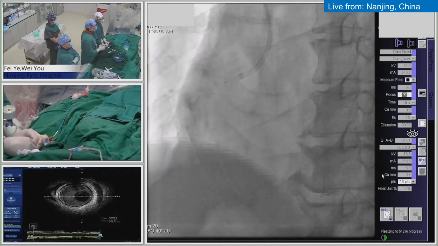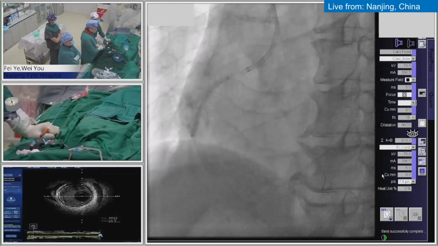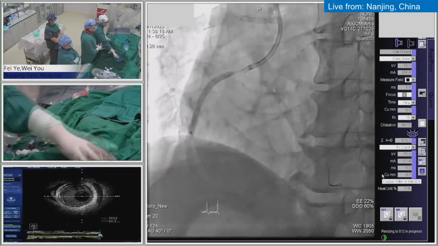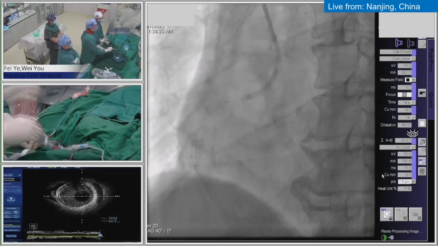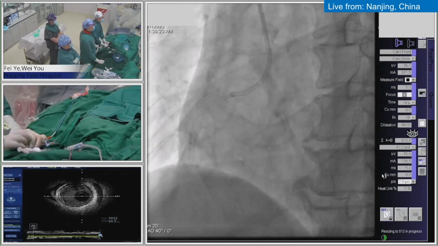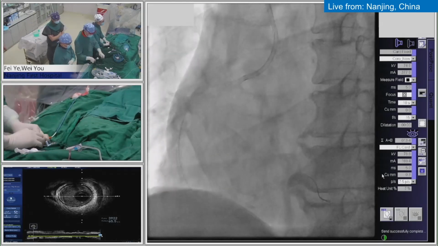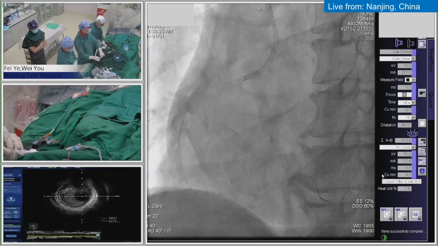I will deploy the overlap side. Going up to 12. Okay, seems good. Expanded very well. I don't need tests. Give me another, maybe a 4.0. How about it, Dr. Pan, for the proximal segment? 4.0, the same length.